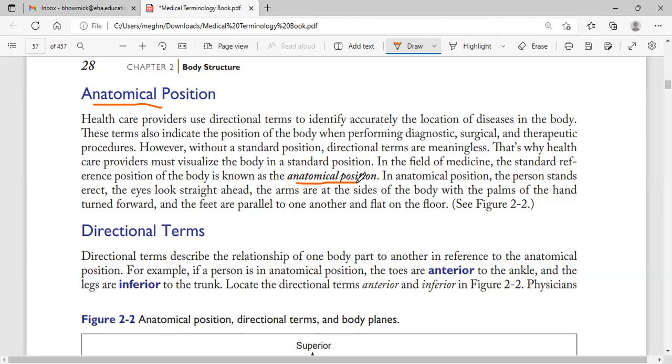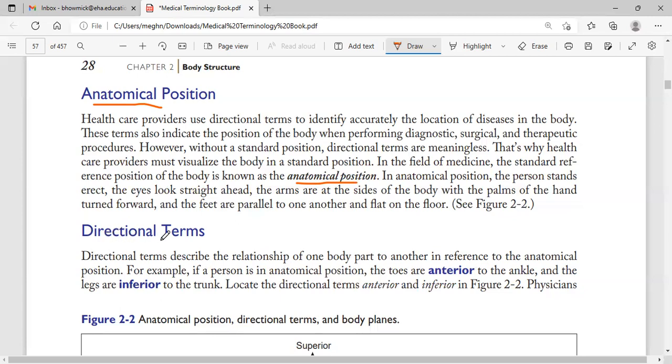Anatomical position. In the anatomical position, the person stands erect, the eyes looking straight ahead. The thumbs are at the side of the body with the palms of the hands turned forward, and the feet are parallel to one another and flat on the floor.